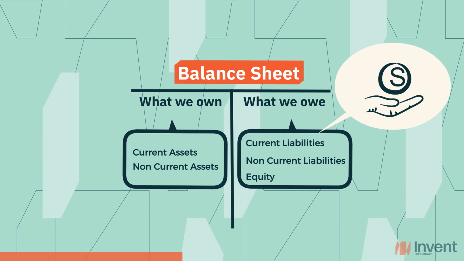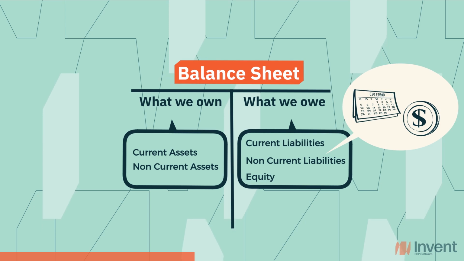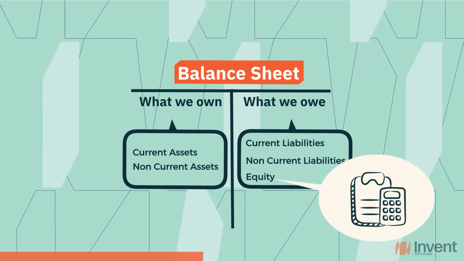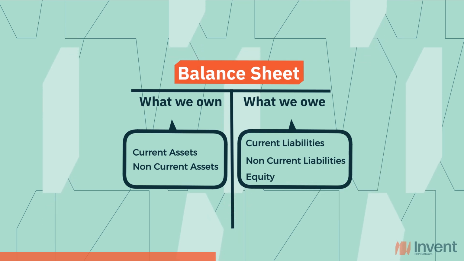Current liabilities are amounts due to be paid to creditors within 12 months. Non-current liabilities are amounts owed that are to be paid after the period of 1 year. Equity on the balance sheet is the book value of the shareholder capital. That's the conceptual framework of the balance sheet.